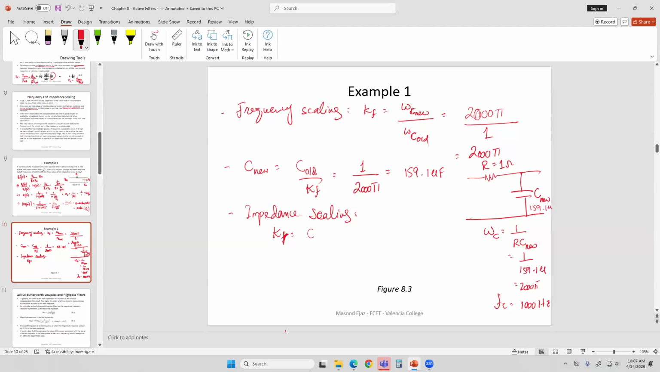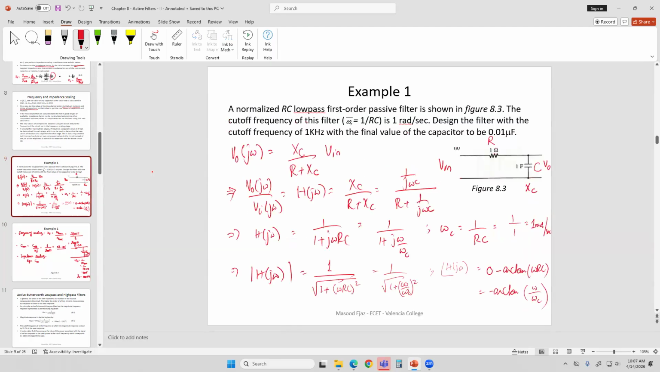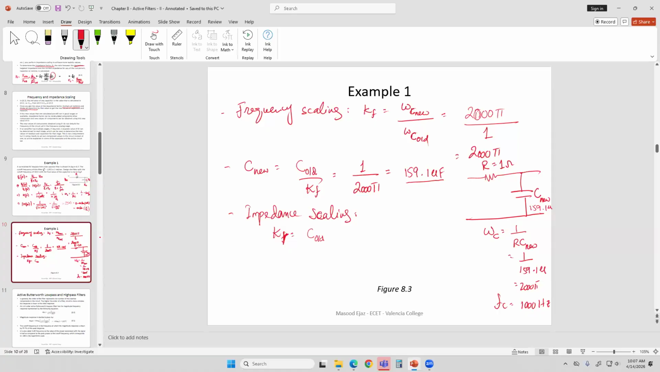So this is C old. And remember, this old is not the same as this old. So this old is the C new, whatever you had in the last step. So this C new that you have calculated, 159.1 microfarad, is now the current value of your capacitor in the circuit. So you are changing these values now. You're not changing the original values. Now this is your circuit. So perhaps we can use some other variable just to make sure that you guys are not confused.